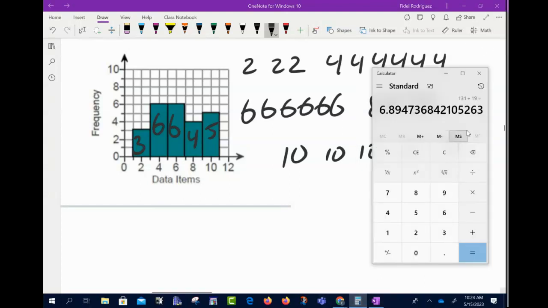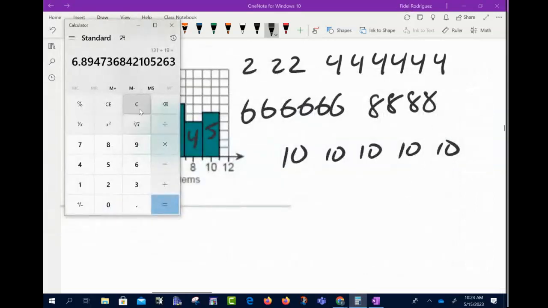Okay, so look, y'all, let's find our mean. Remember, the way we find the mean, we add them all up. So we can go 2 plus 2 plus 2. I'm going to go real slow here. Plus, how many 4s do I got? 6. Plus 6 sixes also. Plus how many 8s? 4. Plus how many 10s? 5, isn't that 50? Yes.